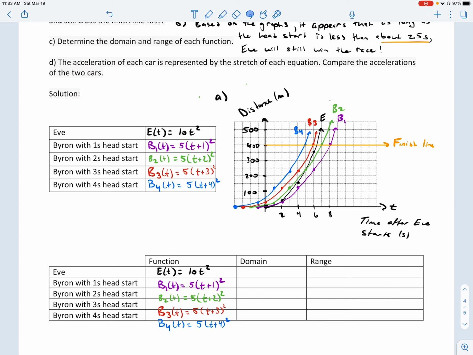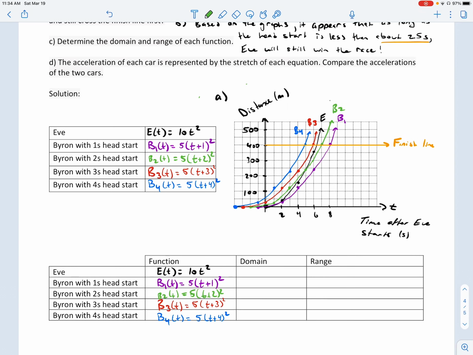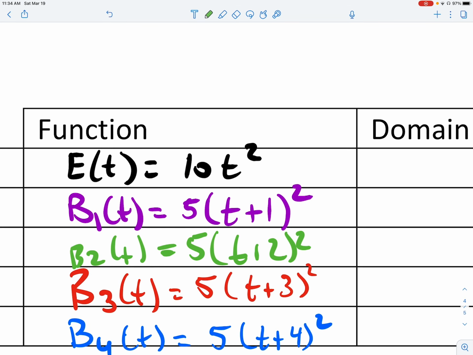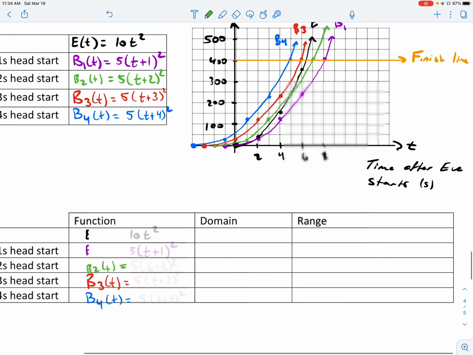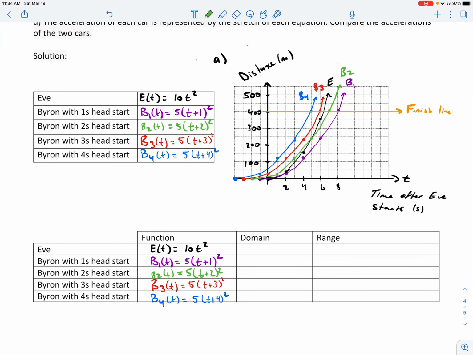I'll have to set these up a little bit better. You can just write them out. You'll probably finish this before I do. And clean that up a little bit here. Okay, so those are my equations. I want to state the domain and range for them.